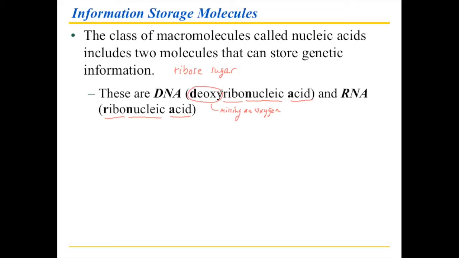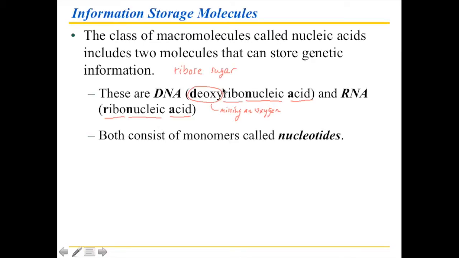This is how you name things in chemistry. And then RNA, of course, is the nucleic acid that has ribose as its sugar. That's much more straightforward. And of course, the reason why I made these bold is because that's where the abbreviation comes from.